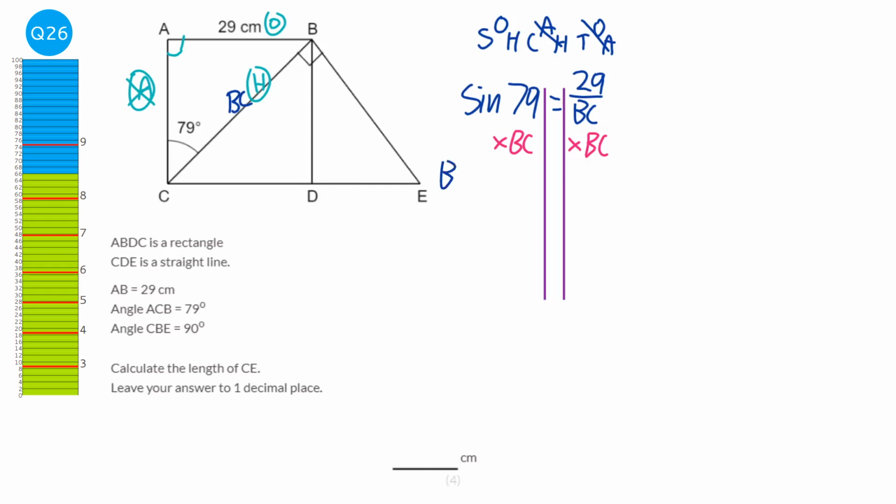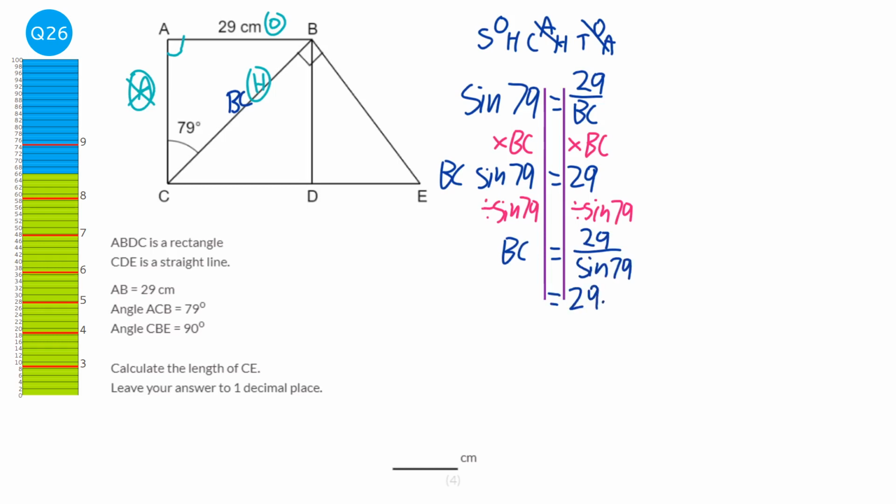So we end up with BC sine 79 equals 29. And we're just going to divide both sides by sine 79. Just a bit of rearranging. So BC will be 29 over sine 79. And when you do that in the calculator, you get 29.542, and so on.